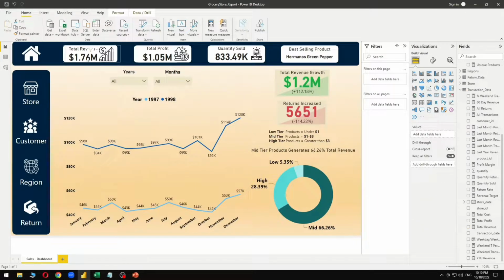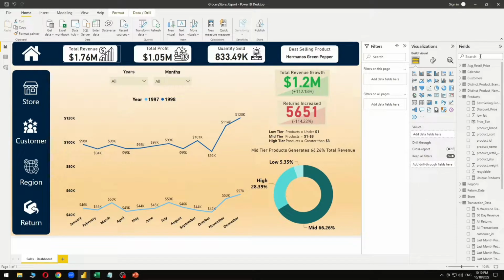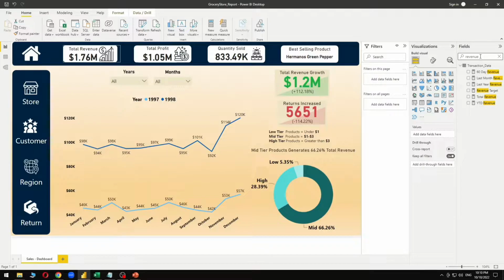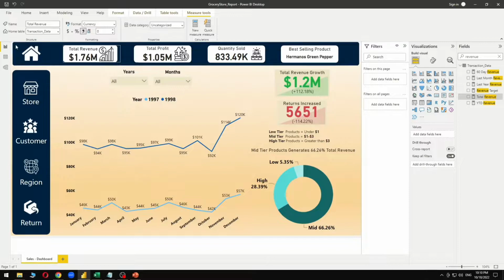Total revenue has been calculated by using, here you can see, total revenue. Total revenue has been created using the SUMX function, where we have simply calculated the total revenue of all the products we have sold so far for both the years, that is 1997 and 1998.